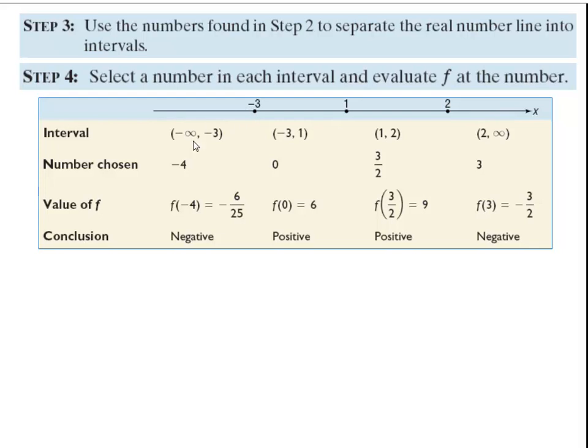So to the left of -3, I picked -4. I plugged it into my rational expression and I got a negative number. I picked a number between -3 and 1. I picked x equals 0. I get a positive value when I do that. Between 1 and 2, I picked 1.5, 3/2, plug it in, get a positive value. And then to the right of 2, I picked 3, plugged it in, and get a negative value. So again, as a reminder, I'm interested in where the function is greater than 0, where it's positive. So I'm interested in these two intervals here. So I'm going to be looking at the interval -3 to 1 and the interval 1 to 2.